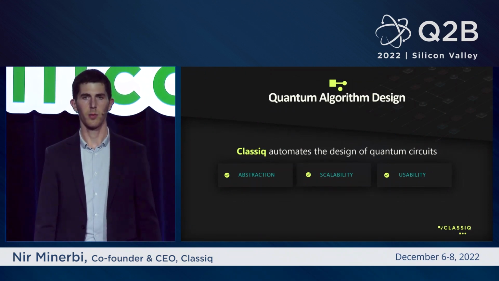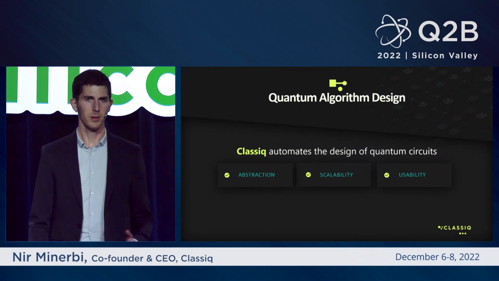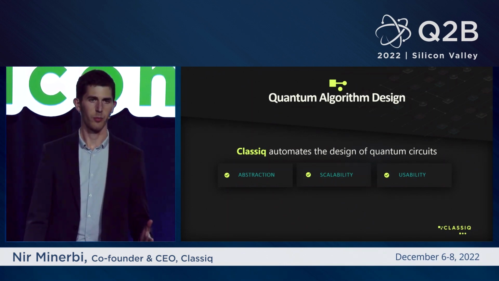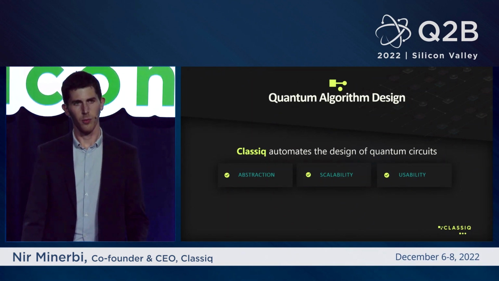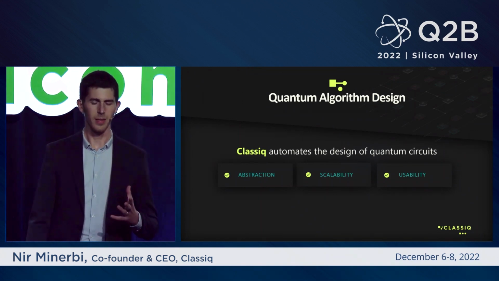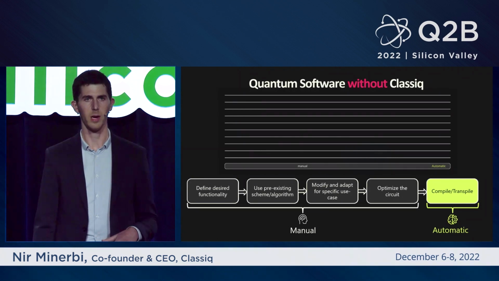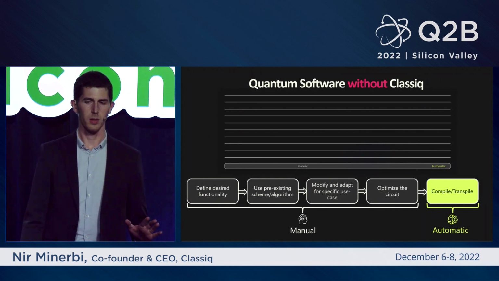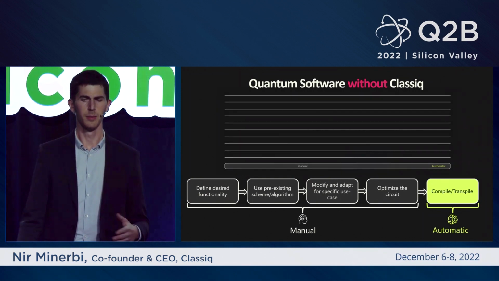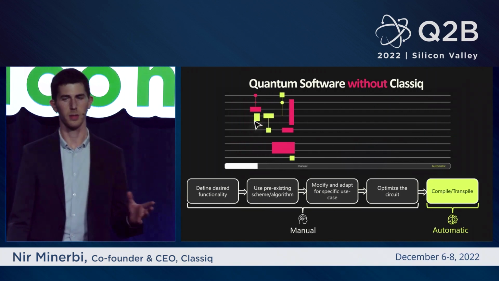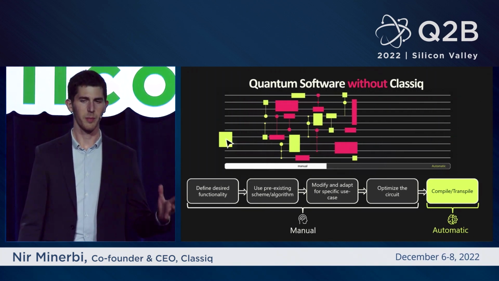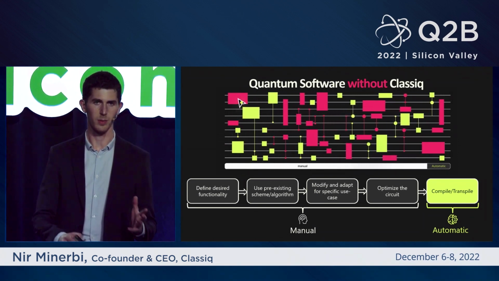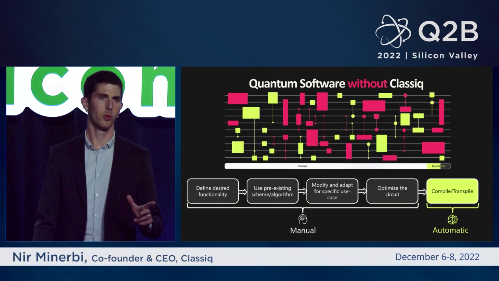Classiq automates the design of quantum circuits, allowing abstraction, scalability to any number of qubits, usability, optimization, and production-ready quantum software. But before we dive into what we do, let's take a look at what is being done today without Classiq. Today, when you develop quantum software, most of the process is manual, right? You need to define the desired functionality, to use some building block or algorithmic scheme, to adapt it to your use case, to optimize it, to adapt it for a specific hardware. And the last mile is automated, right?